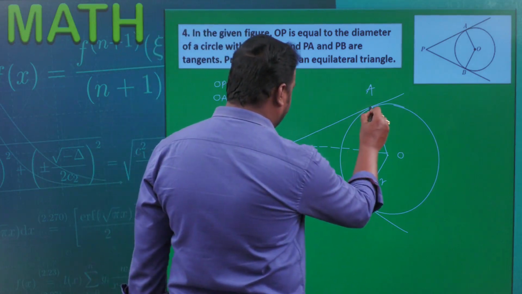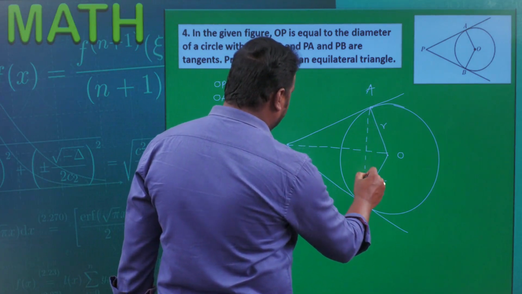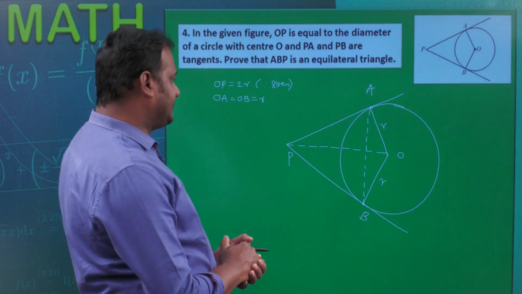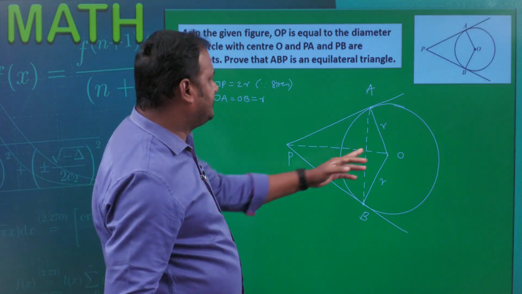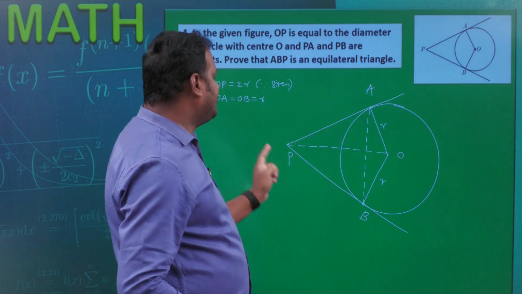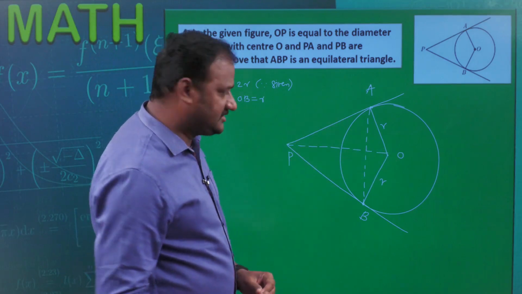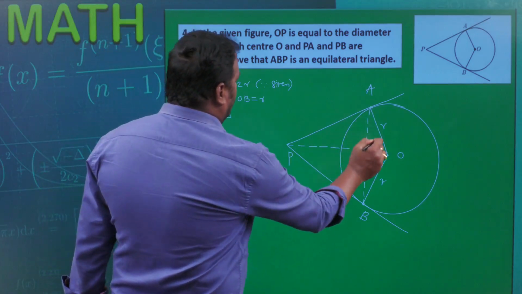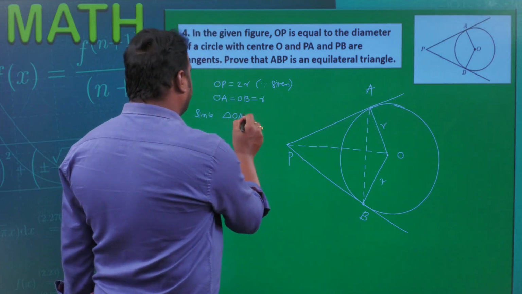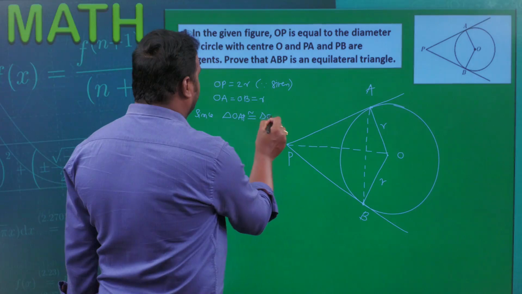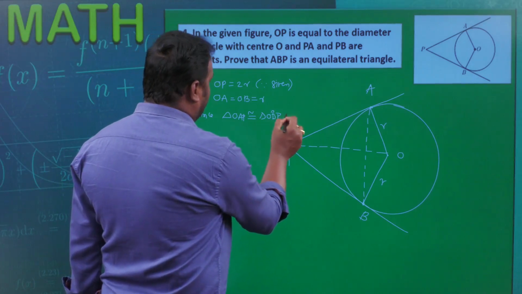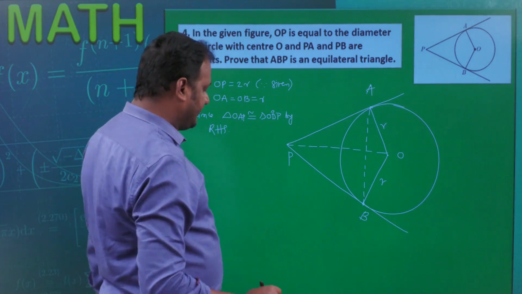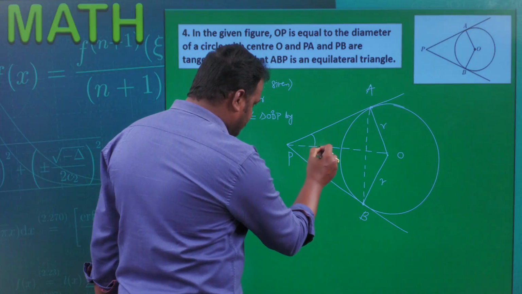I am going to join A and B also, because you need to prove that this triangle APB is an equilateral triangle. But before I start proving that it is an equilateral triangle, first of all, I know that the triangles OPA and OPB are congruent, since triangle OAP, let us go like that, OAP is congruent to triangle OBP by, what is the congruence? RHS congruence. Since they are congruent, by CPCT, this angle is equal to this angle.